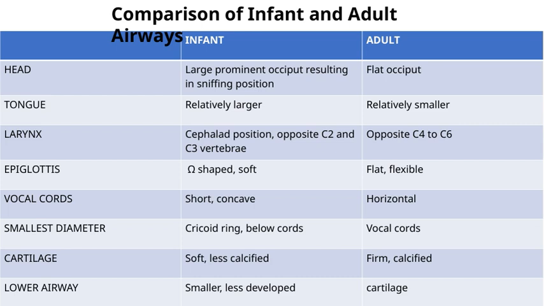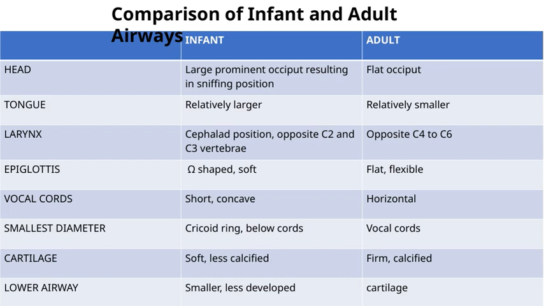Now, regarding the larynx, in infants it is positioned more cephalad, meaning higher up, roughly opposite the C2 and C3 vertebrae. In adults, it is situated lower, opposite the C4 to C6 vertebrae. This higher placement in infants impacts airway management strategies. The epiglottis also differs. Infants have an omega-shaped, soft epiglottis, which is more flexible and can sometimes make visualization a bit more challenging during intubation. In adults, the epiglottis is flatter and more rigid.